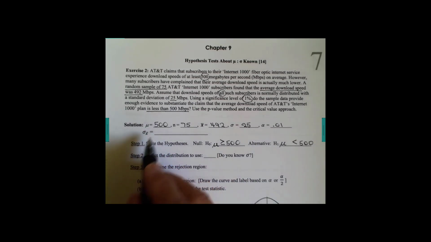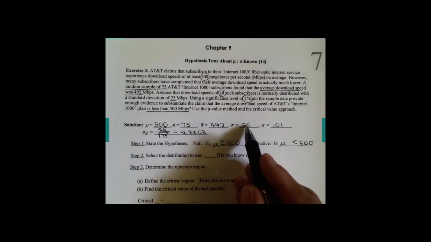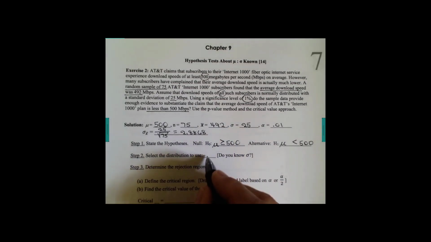Let's go ahead and get this calculation for standard deviation out of the way, and we'll take the 25, divide it by the square root of the sample size, 75, and we come up with 2.8868. And ask yourself which distribution. Am I using the z-table or the t-table? Well, yes, I know the population standard deviation, so I'm going to use the z-table.